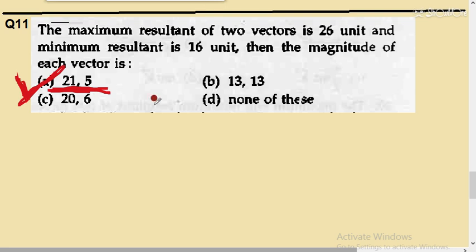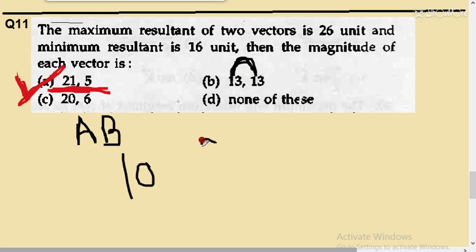The concept behind this question was, when I have two vectors like A and B, their maximum value is simply the addition of them when the angle between them is 0, and for the minimum value there is subtraction. Like if I have two vectors, A is 10 and B is 6, then their maximum value will be equal to 16.